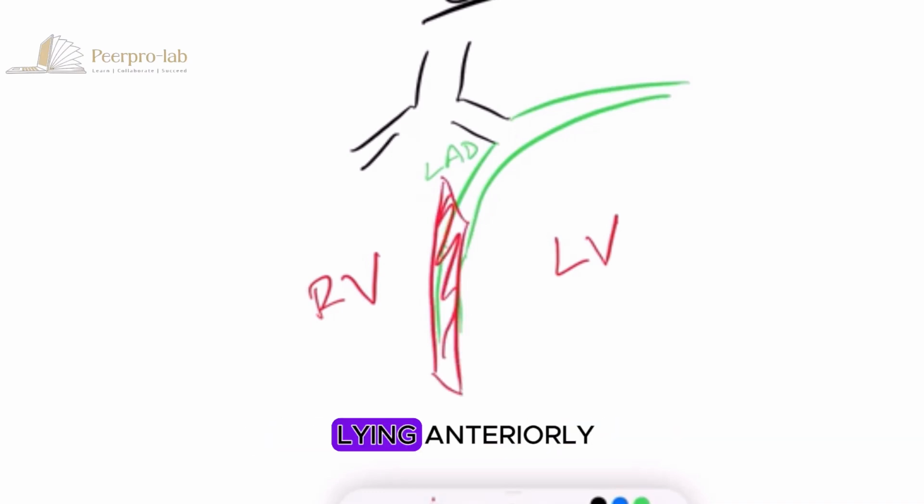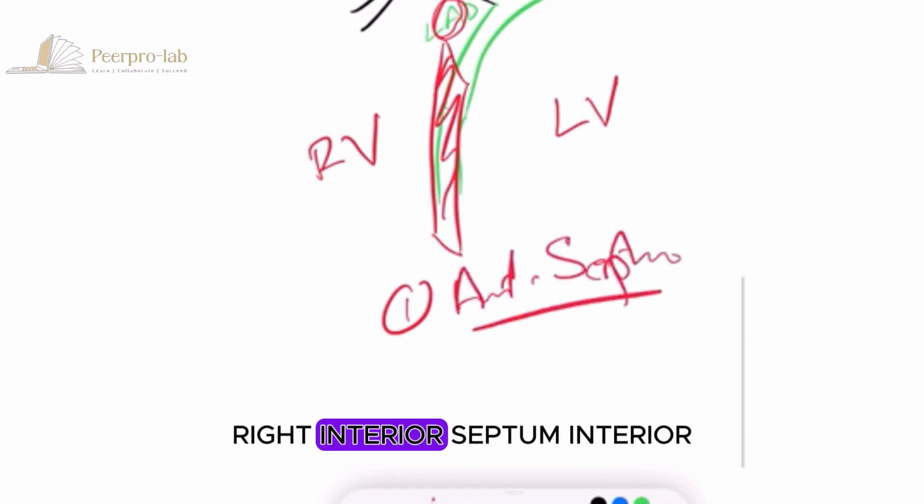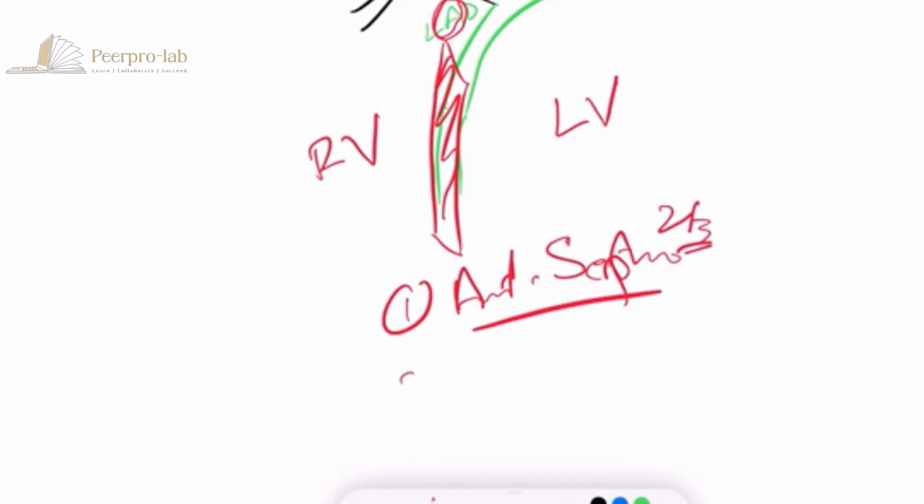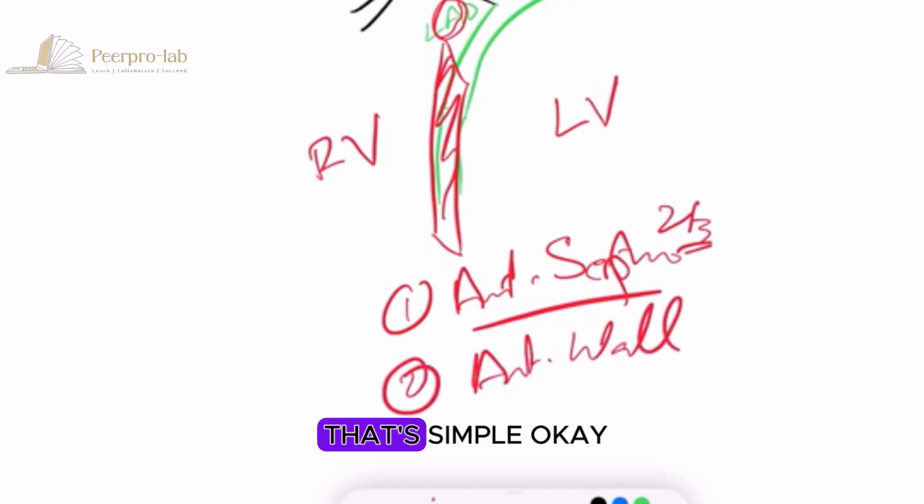Because it is lying anteriorly, it will supply the anterior portion of the septum. Right, the anterior 2/3 of the septum is supplied by left anterior descending. Second, it will supply the anterior wall because it is lying anteriorly. That's simple. Okay.